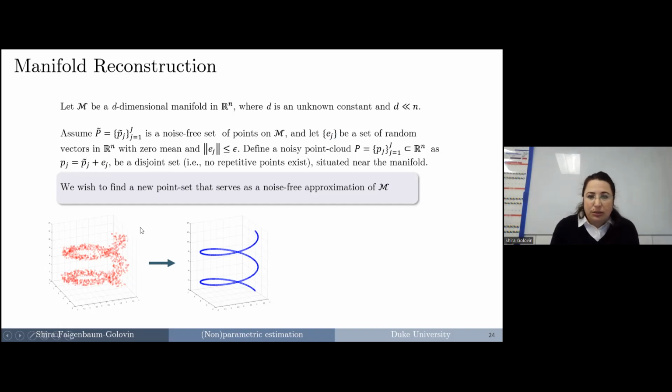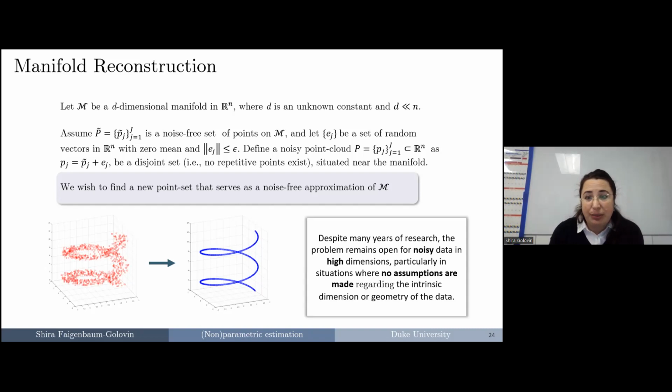And what we are trying to do is reconstruct the geometry of the manifold in a noise-free way. We are not looking for an approximation or a function that will reconstruct the manifold itself, because of the high dimensionality of the data. It's very challenging. But what we are trying to do is find a new subsample of the manifold that will be noise-free. What do I mean by subsample of the manifold? We are looking for a new set of points. Let us denote those Q that will reconstruct the manifold.